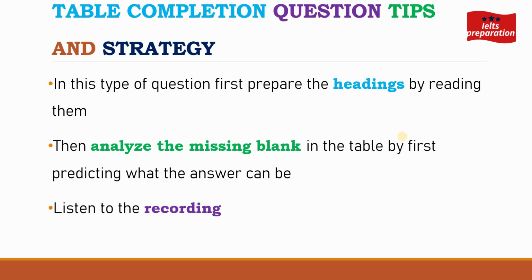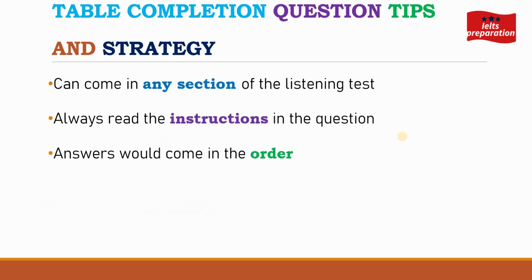After reading the headings, you have to analyze the blanks which have to be filled with the right answers, and predict what the answer would be. Either it is a noun, place, number, person name, place name, etc. So you have to predict, and then listen to the recording and try to predict your answer. This question type can come in any section of the listening test, so always be prepared as it can come in any section.